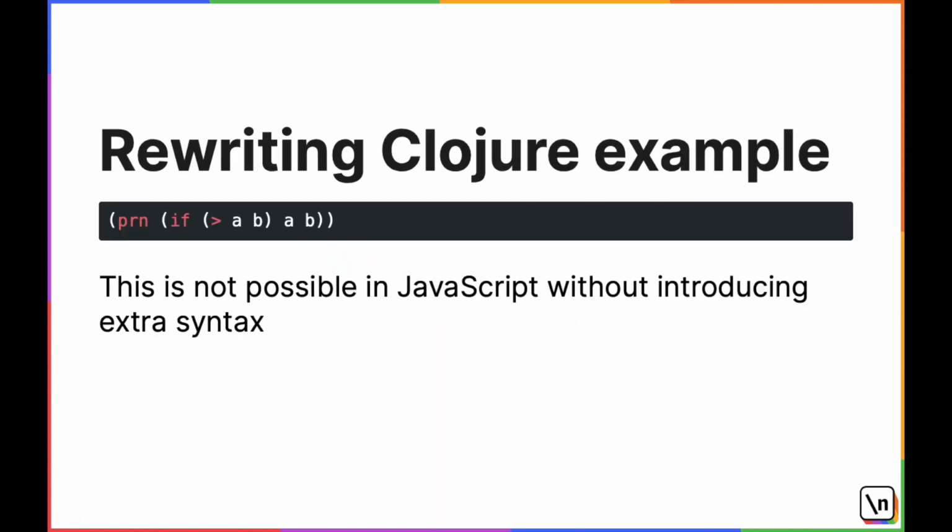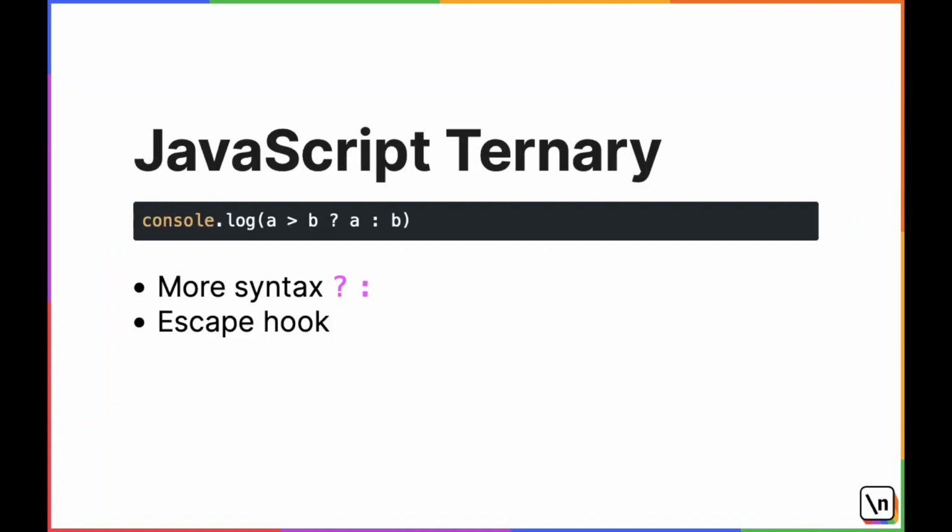We can rewrite the if conditional in Clojure as follows. Notice how we moved the function if inside the print function. Now you might be wondering that you can do the same thing in JavaScript using the ternary operator. That's a great observation, but we'd like to point out that the ternary operator is an additional piece of syntax. With Clojure, it was just a function call, but ternary operator is an escape hook. It is not as extensible as composing functions would be.